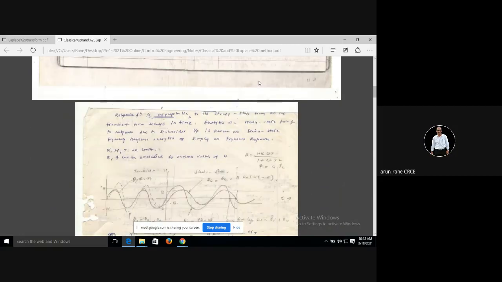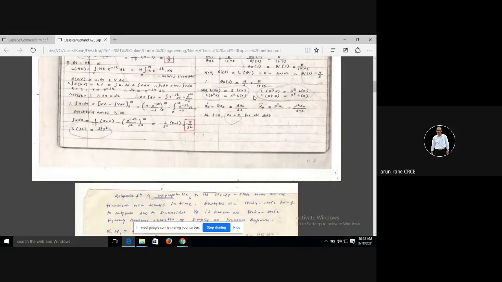If there is a dot on the top of x, then this means it is the first derivative. If there are two dots, it means it's a second derivative, a double derivative. This will be required when you do state space modeling.